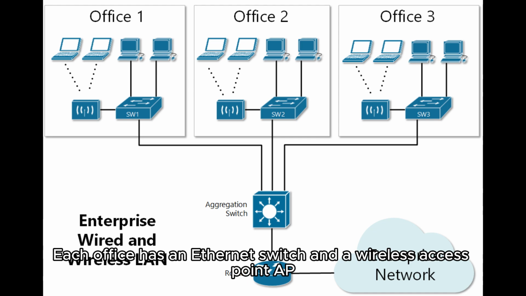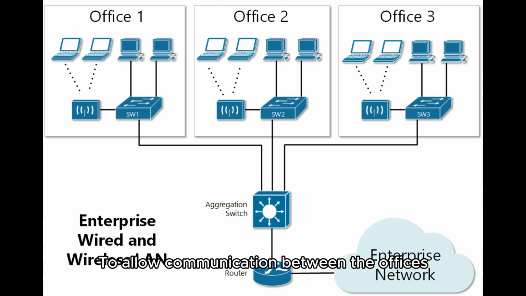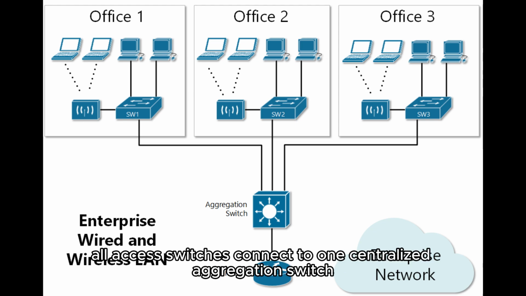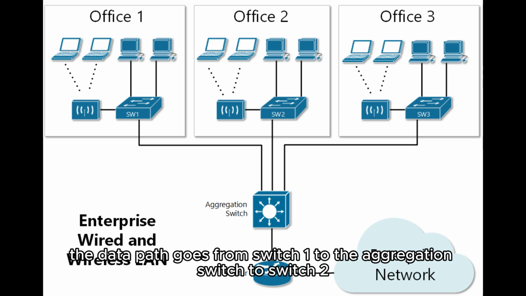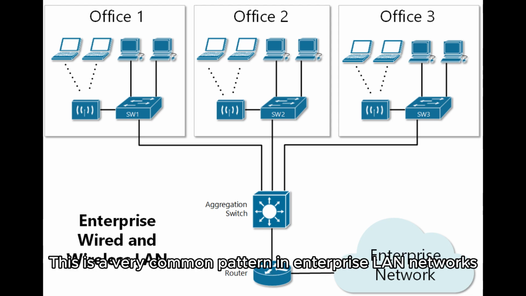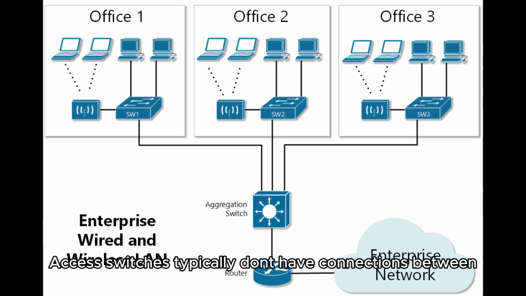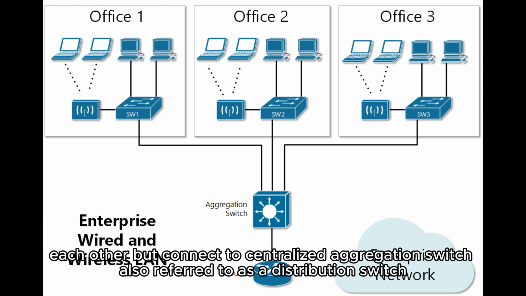Each office has an Ethernet switch and a wireless access point, AP. To allow communication between the offices, all access switches connect to one centralized aggregation switch. Note that if a client in Office 1 wants to communicate with a client in Office 2, the data path goes from switch 1 to the aggregation switch to switch 2. This is a very common pattern in enterprise LAN networks. Access switches typically don't have connections between each other but connect to centralized aggregation switches, which are also referred to as distribution switches.